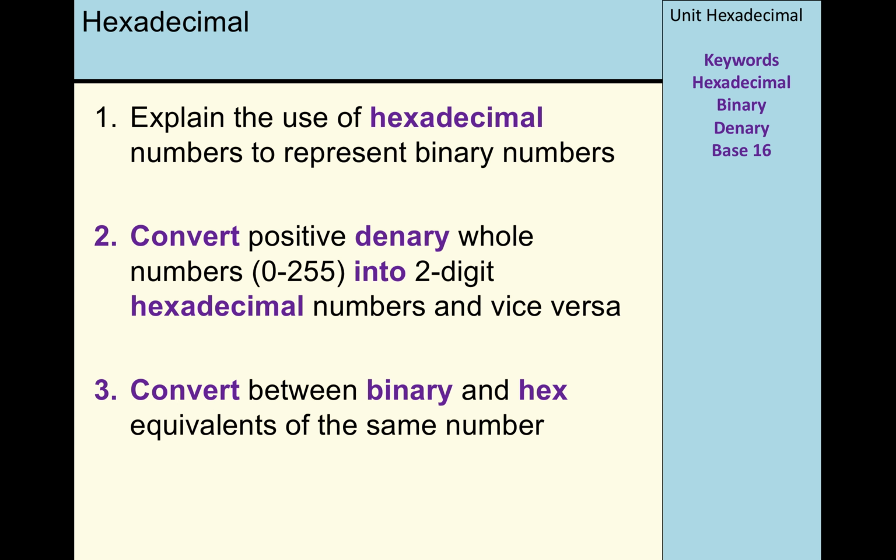In this video, we are going to be looking at hexadecimals. So we're going to be able to explain the use of hexadecimal numbers to represent binary numbers. We're going to be able to convert positive denary whole numbers from 0 to 255 into two-digit hexadecimal numbers and vice versa. And we're going to be able to convert between binary and hexadecimal equivalents of the same number. So a few key words: hexadecimal, binary, denary, and base 16.